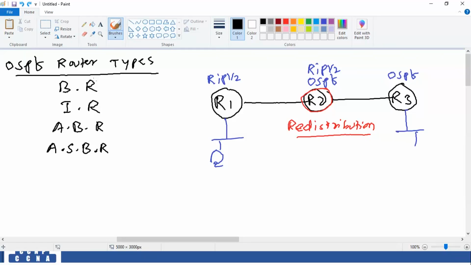Correct. What is ABR? Area Border router. What will ABR do? ABR will connect different areas: area 0, area 10, area 0, area 20. Like the head office routers, ABR routers connect to different areas. What is ASBR? Autonomous System Boundary Router. What will ASBR do? Redistribution between different protocols. It enables communication between two different protocols.